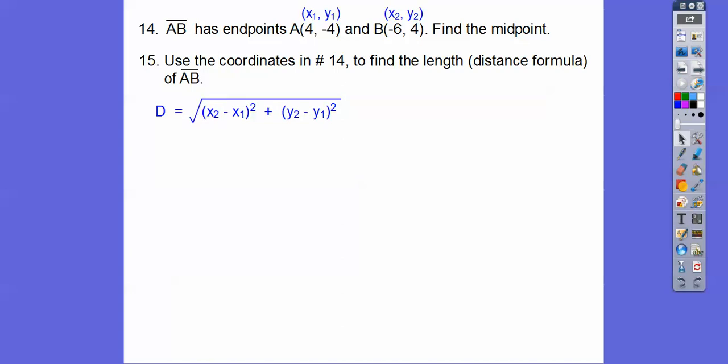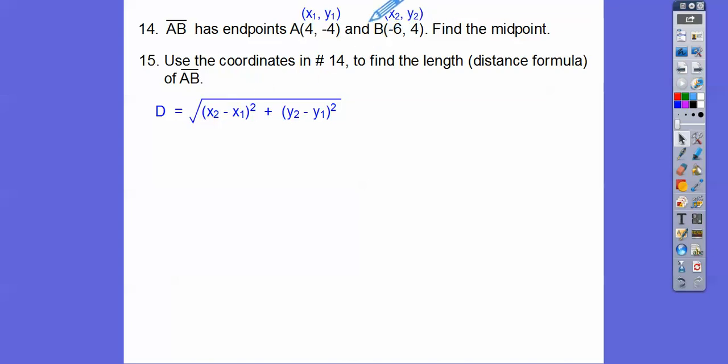Here's the distance formula, another formula that I'm requiring you guys to know, because you're going to need that for IM2, 3, pre-cal, cal, all that stuff. Again, it doesn't matter which one you call x1, y1, and x2, y2. The first numbers are the x's and the second numbers are the y's. So we're going to plug them in right here.